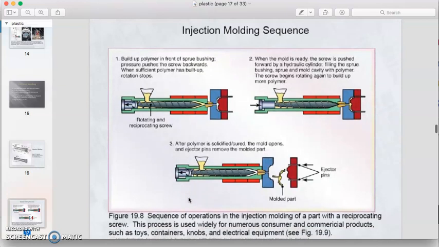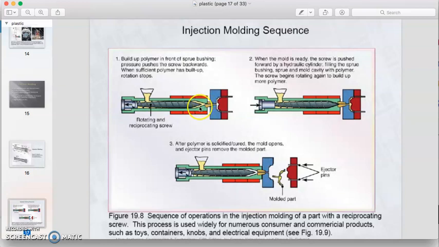Okay, this figure shows the injection molding sequence. This is the barrel type injection molding. In the first step, the lead screw will retreat, and at the same time it will rotate, and by rotating, the screw will bring the raw material or polymer to the right to fill up the space inside the barrel. At the same time the mold will also be closed.